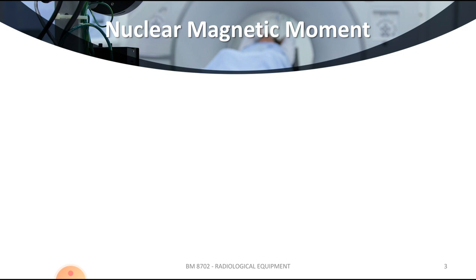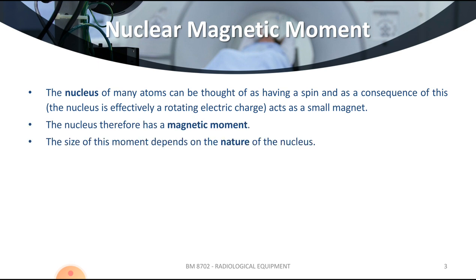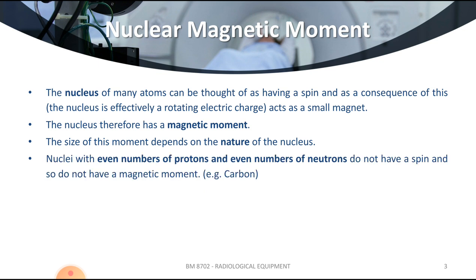So the first thing which we have to understand is nuclear magnetic moment. The nuclei of atoms have a spin and as a consequence each acts as a small magnet. So therefore it has a magnetic moment. This moment depends on the nature of the nucleus. Each nucleus has its own magnetic moment. Every nucleus has a different size, different number of protons, neutrons and electrons. So based on that this magnetic moment will be changing.